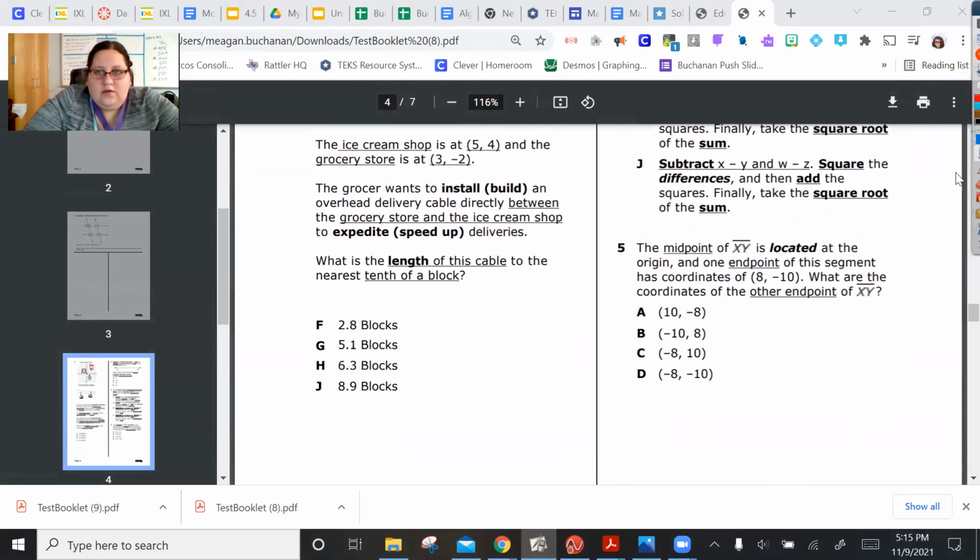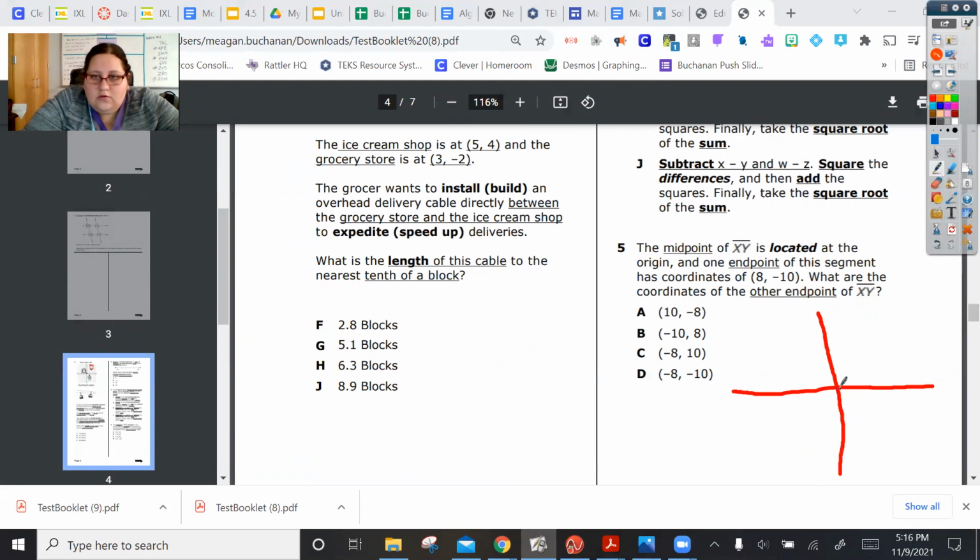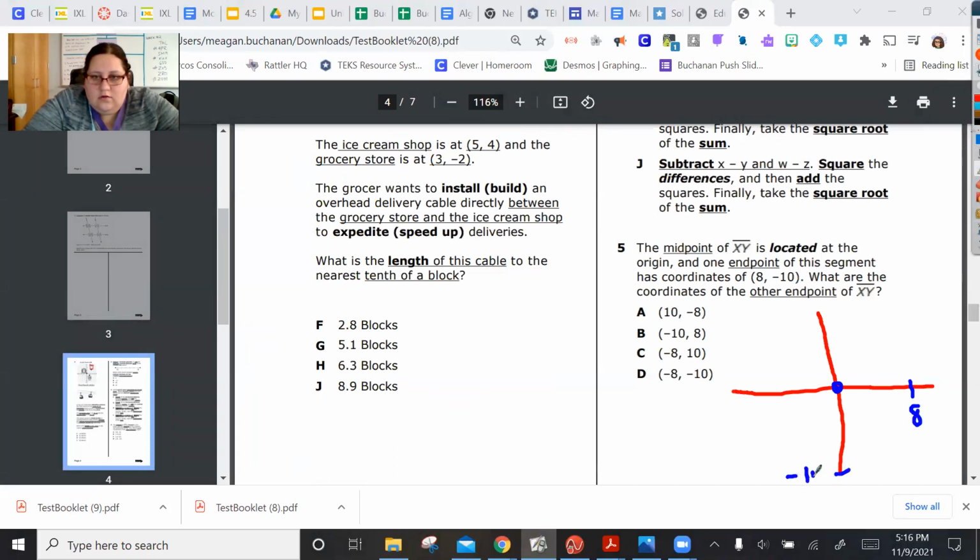Five, the midpoint of XY is located at the origin, and one point of the segment has the coordinates of 8, -10. What are the coordinates of the other point? So if I were to draw a graph, oh, horrible. A little bit better. So we have 8, -10, and the origin. Okay. Let's say this is 8, and then -10.